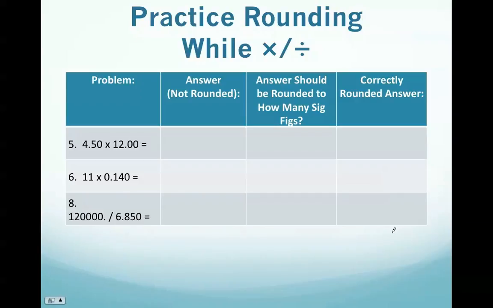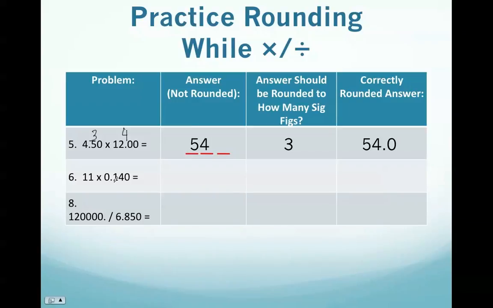For number 5 here, we have 4.50 times 12. Our answer is 54. However, we can see in our problem that this one has 3 sig figs, this one has 4 sig figs. So our answer has to be rounded to 3 sig figs. That means we have to show the point 0 and show that this has 3 significant figures based on the measurements. It would be incorrect to simply leave it as 54.